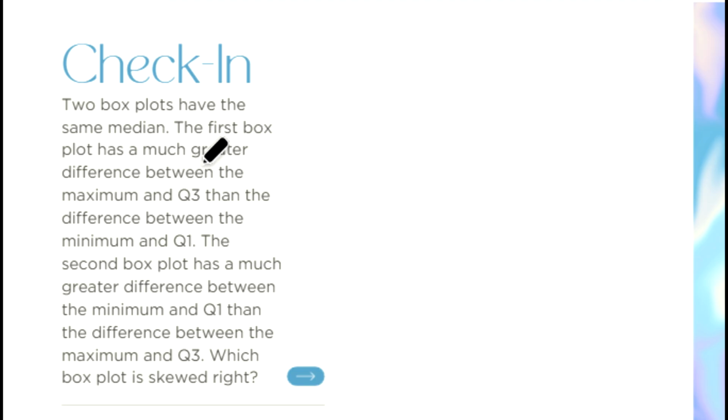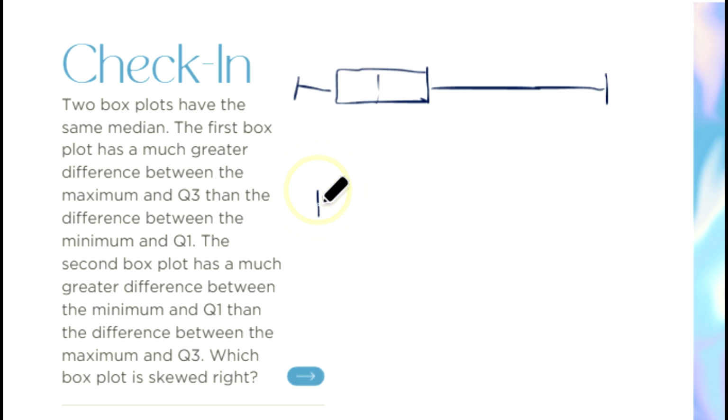The first box plot has a much bigger difference between the maximum, so here's the maximum, and has a big difference between maximum and Q3. Here's our little box plot, and then we'll put whatever because none of this matters. And then the difference between the minimum and Q1. Oh, I did it right. Okay. The second box plot has a much greater difference between the minimum and Q1 than between the maximum and Q3. Okay, so these are the 2 different ones.